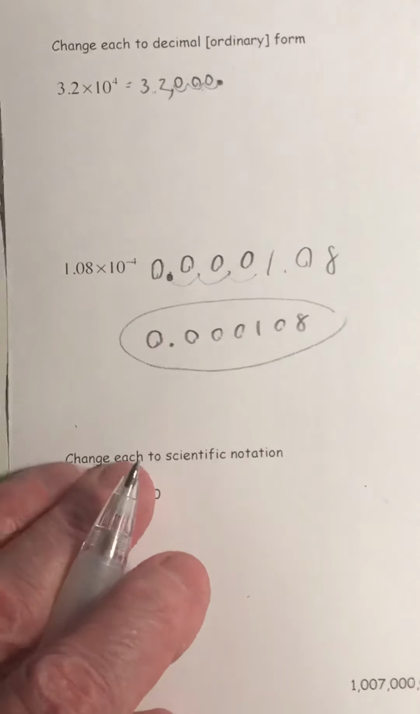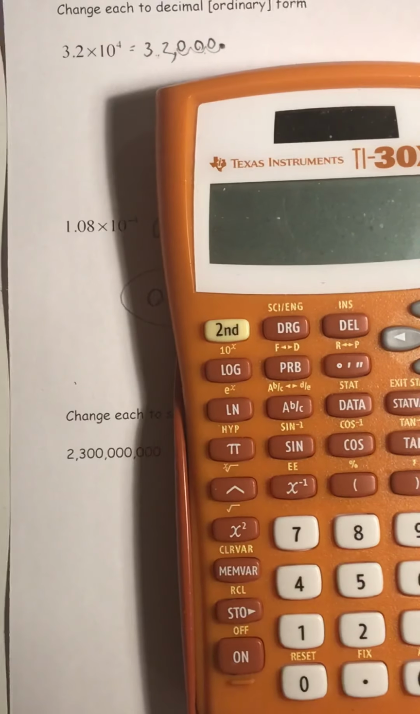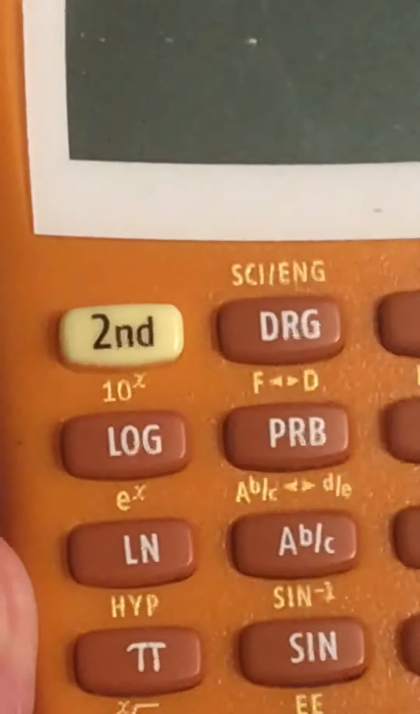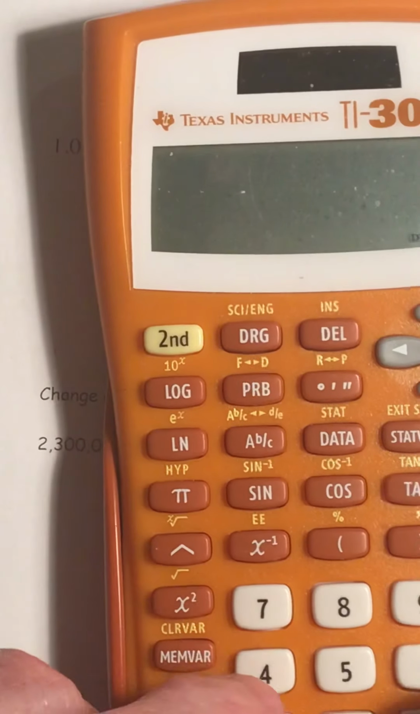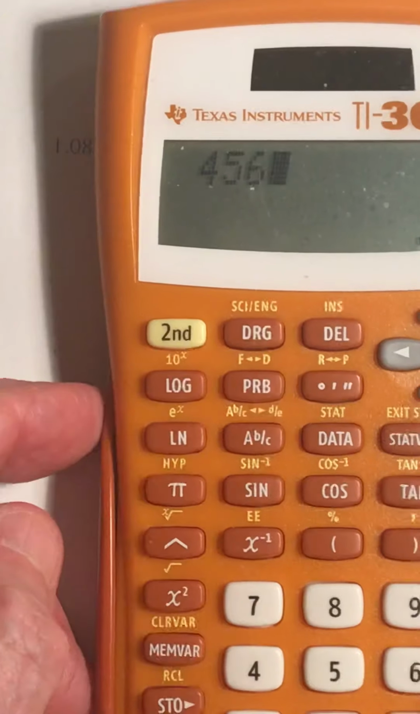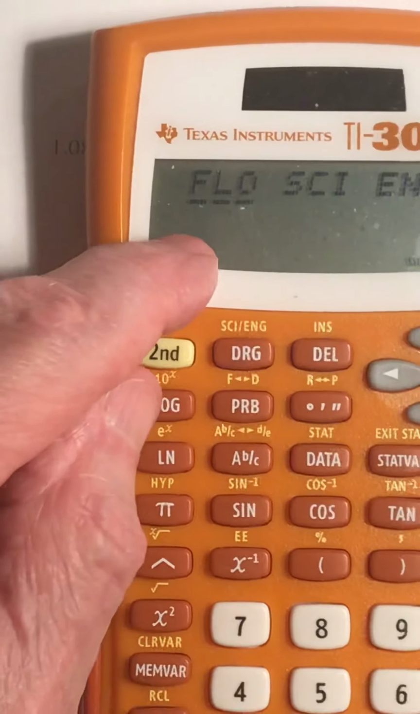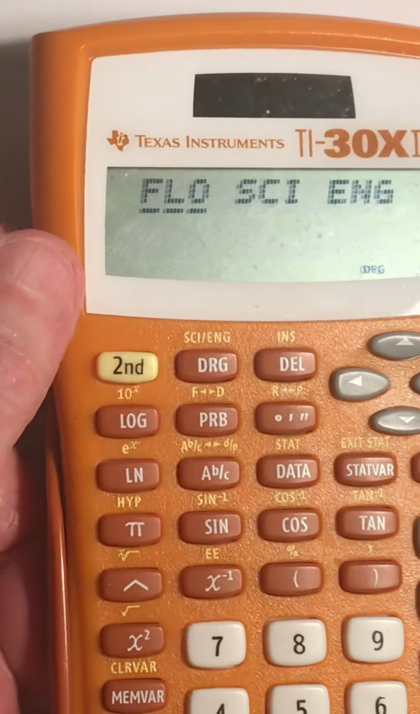By the way, here's a secret. Don't tell anybody. If you got one of these calculators, see this right here? Scientific engineering. If I put an ordinary number in here, like 456, and then I push this. See, right now it's in float mode, which is the ordinary way the decimal goes wherever it needs to go.